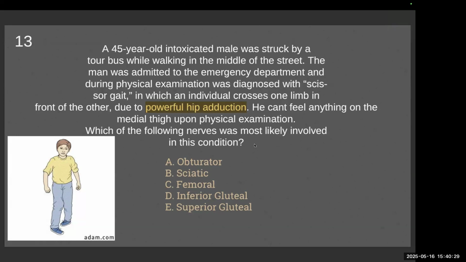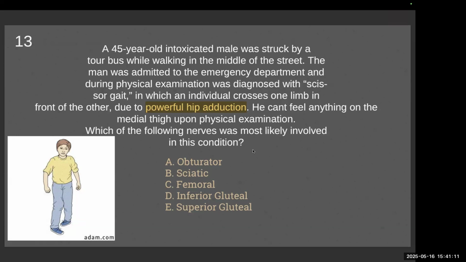I think because of medial thigh and powerful hip adduction, it has to be obturator. Correct. Nice. But I don't understand why he has the scissor gait. It's because he cannot adduct his hip. From the side of the injury, he cannot adduct his hip, which is why he's going to walk with one limb crossing the other, which is known as a scissor gait. But the other thing that could also help you identify the obturator is that he cannot feel anything on the medial thigh. You got it?